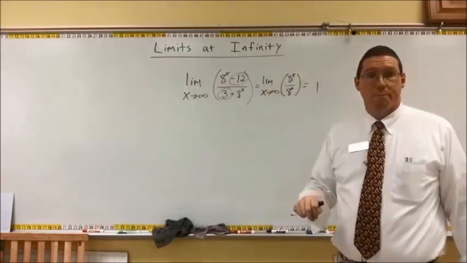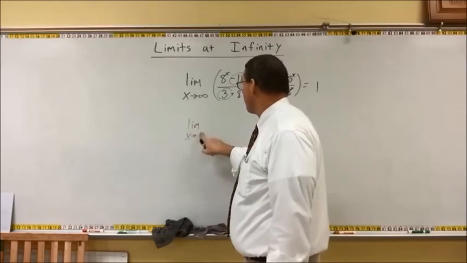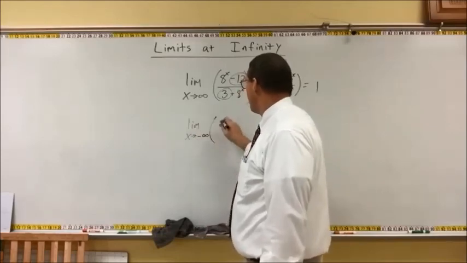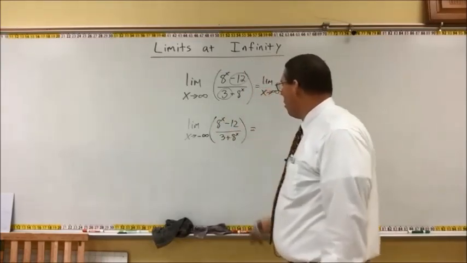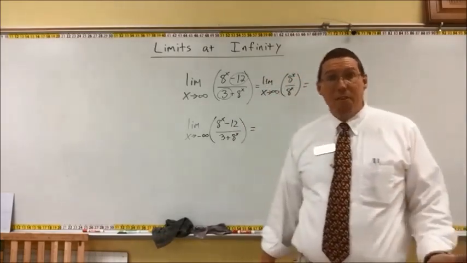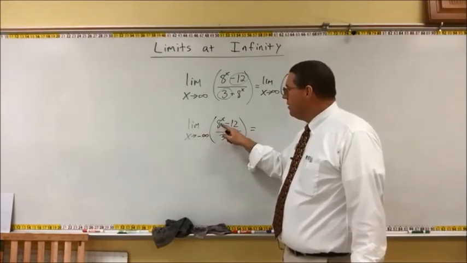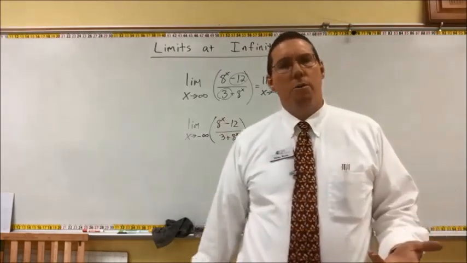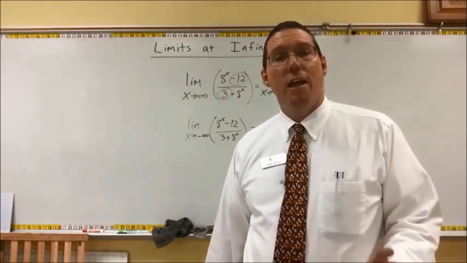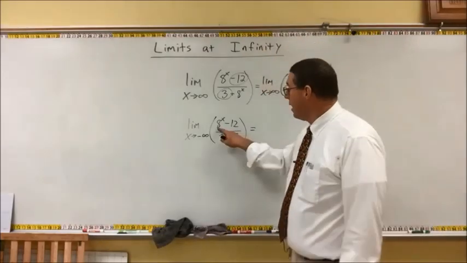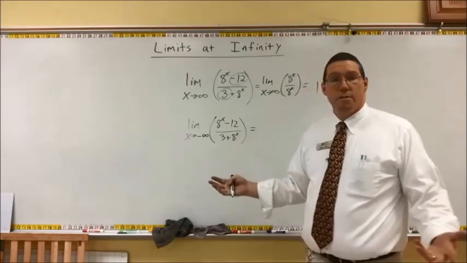It would be 1. On the other hand, what if we had the limit as x approaches negative infinity of the same problem? 8 to the x power minus 12 over 3 plus 8 to the x power. Now what would it be? Well, this significantly changes the problem. Now that it's the limit as x approaches negative infinity, this is 8 to the negative infinity power. And what did I tell you about exponential expressions that have exponents that go to negative infinity? They are essentially 0. And so this 8 to the negative infinity power is essentially 0, and this 8 to the negative infinity down here is essentially 0.